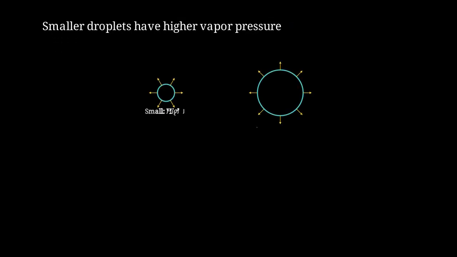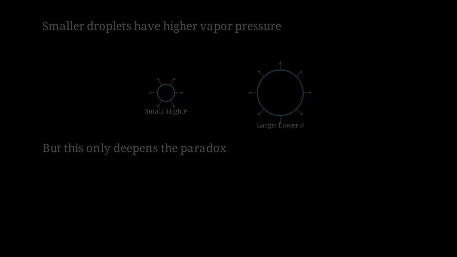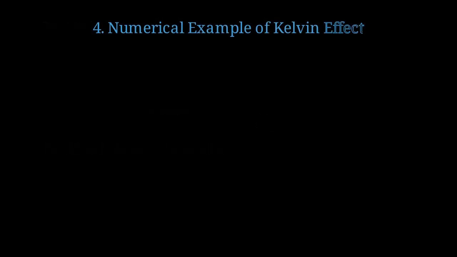The small droplet has more arrows representing higher vapor pressure, yet the paradox remains. But wait, this makes the paradox even more puzzling. If small droplets have higher vapor pressure, why do they stop evaporating? Let's calculate actual numbers to see how strong this effect is.